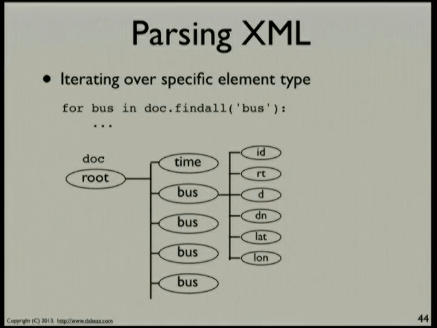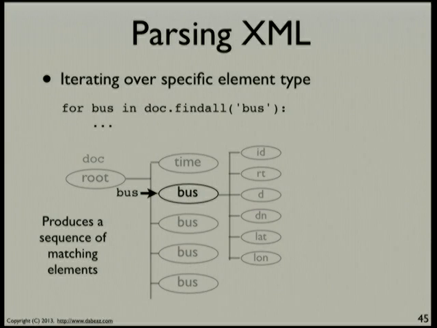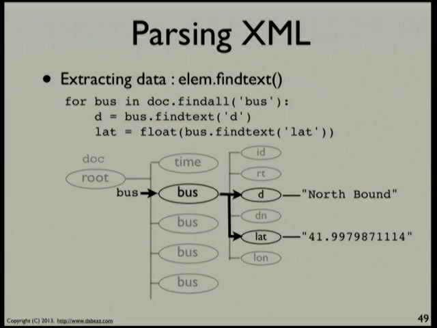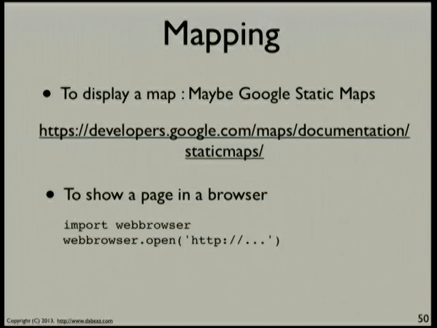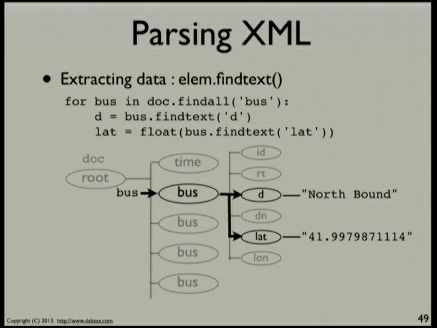And then what you'll typically do is a little for loop where you'll say, okay, for bus in doc.findall bus, this will essentially iterate over these bus elements one at a time. So it's going to go through the document, one at a time over each bus. And then for each of those, you can pull data out of it by using find text. So you can say, okay, give me the direction that this thing was going, or give me the latitude coordinate of the bus. So that's what we're going to do.